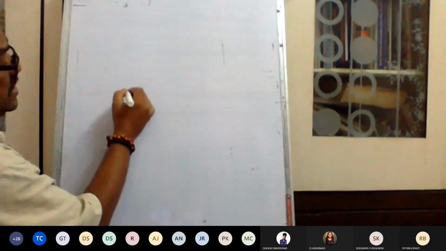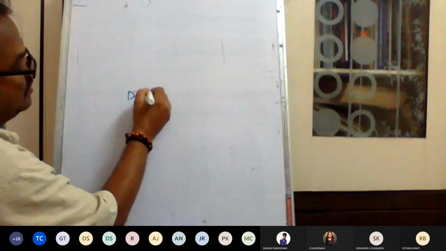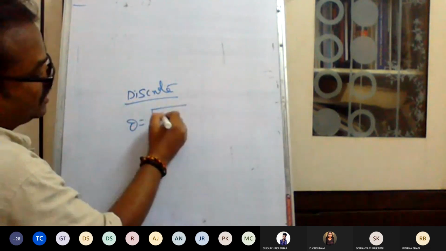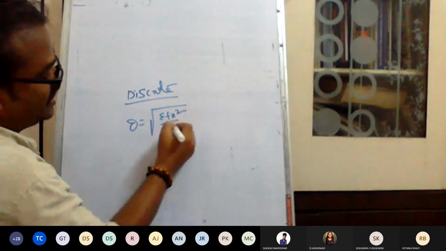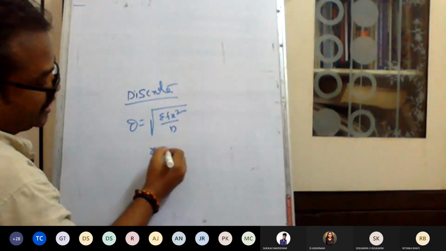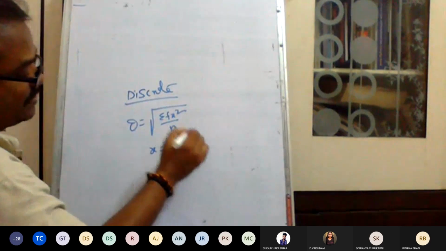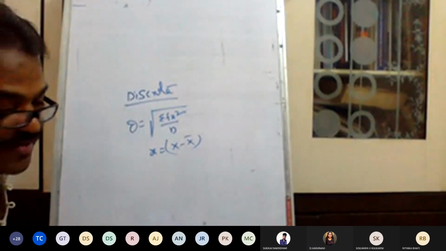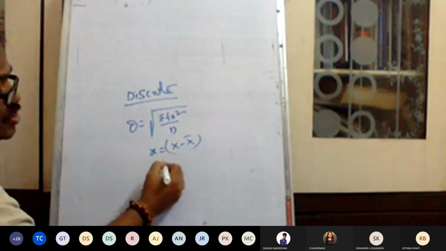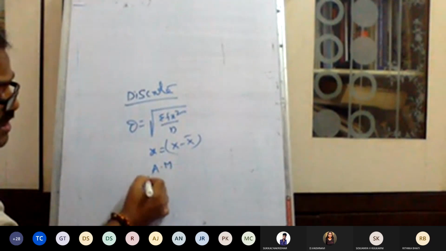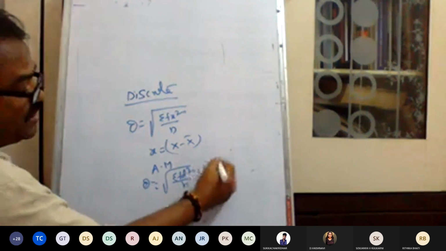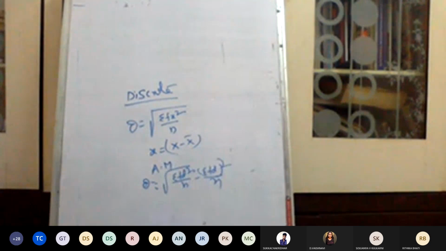Next one is the discrete series. Standard deviation is equal to root of fx square divided by n, where x is equal to x minus arithmetic mean. Which series is this one? Discrete series; in a discrete series there is always a frequency distribution. In case of the assumed mean, standard deviation is equal to root of sigma fd square divided by n minus sigma fd whole square divided by n.